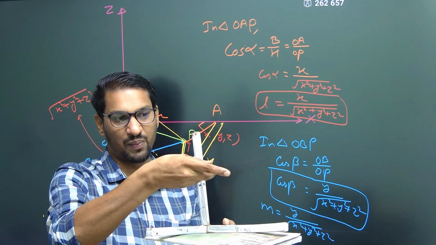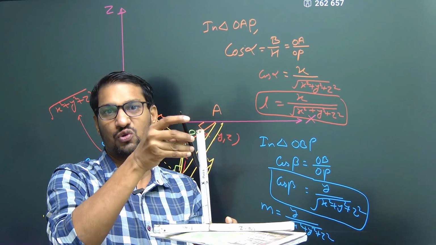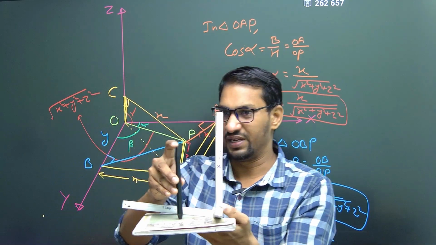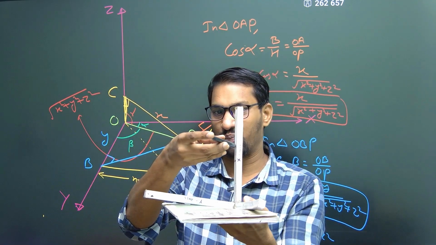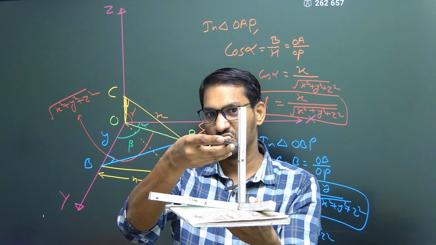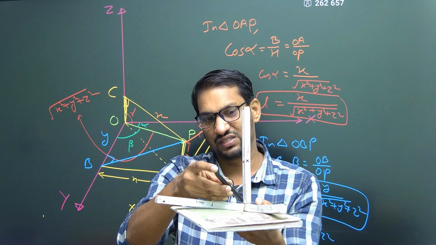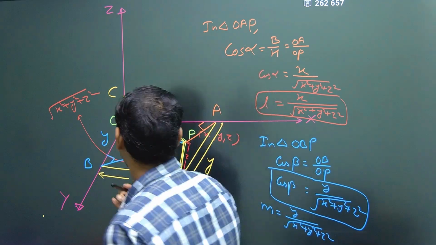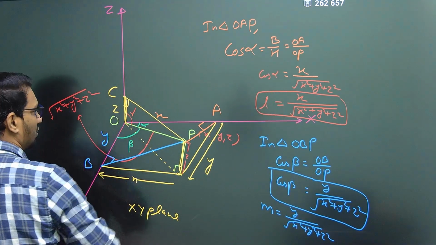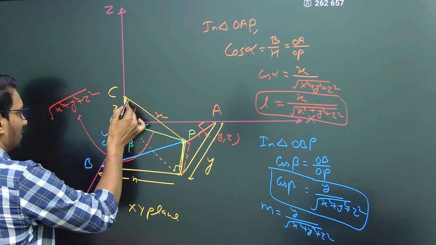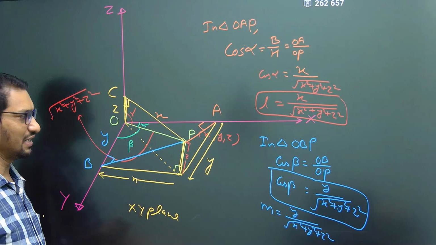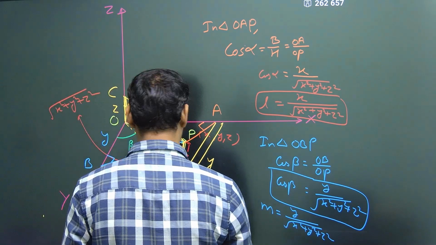If we draw a perpendicular here, then this is also equal to z. This is point P, and we draw a perpendicular from P on the Z axis like this. So this is nothing but equal to z. So OC is equal to z, and this is a right angle. So again OP is the hypotenuse. Then what about cos gamma?